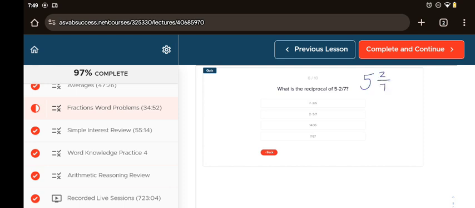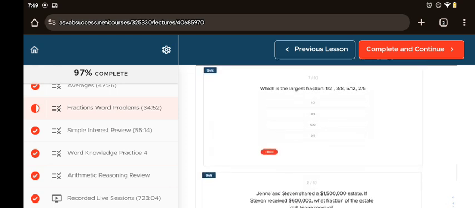So remember, reciprocal means we flip the fraction, but we can't flip a mixed number. So we have to turn it into an improper fraction first. We multiply 35 plus 2, 37 over 7. And now that we have 37 over 7, we can flip it, and our answer is 7 over 37. And that's it. That's an easy one. I hope you got it. Let's go ahead and do the next one.